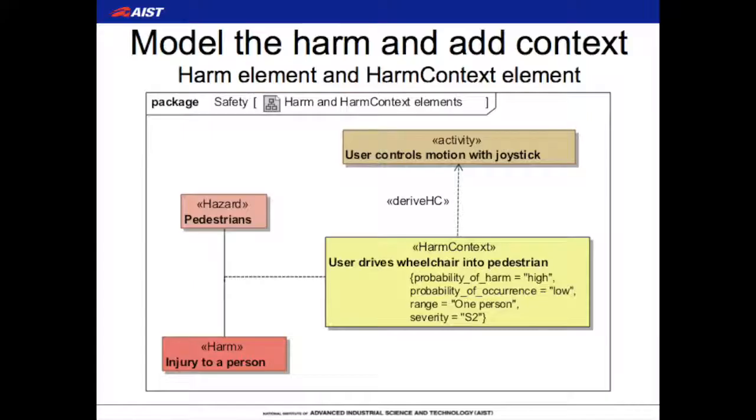Next, I'm modelling the relevant harm and connecting it to the hazard. So the harm is injury to a person, which may be the pedestrian or maybe the rider. And this is just modelled simply by an element which we include on the diagram. We then connect it to the hazard that may cause it using the harm context element, which you can see here. So in this case, our hazardous situation is the user driving the wheelchair into a pedestrian, which is somewhat malicious but has been known to occur. In this case, the activity of the user controlling the motion with a joystick is what gives rise to this hazardous situation. So if we give the control of the wheelchair to the user, they may cause this hazardous situation to arise and therefore cause harm to occur.